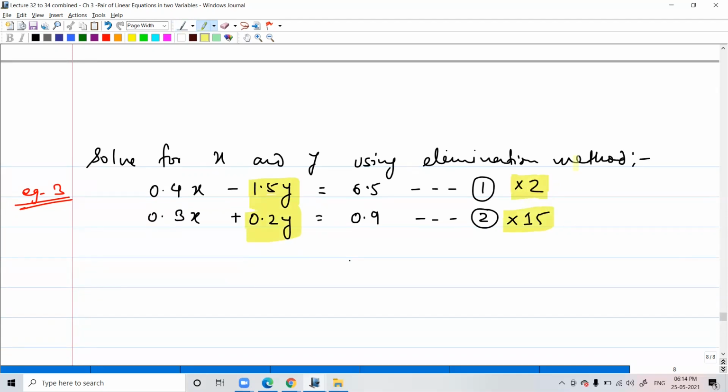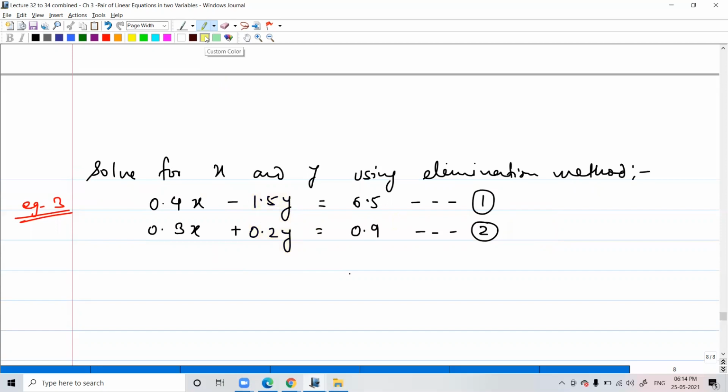Okay, so everyone is doing it by eliminating y. I will solve this by eliminating x also. You people do it with y. I will do it by eliminating x so that you see how we can do that. So I'm going to eliminate x.